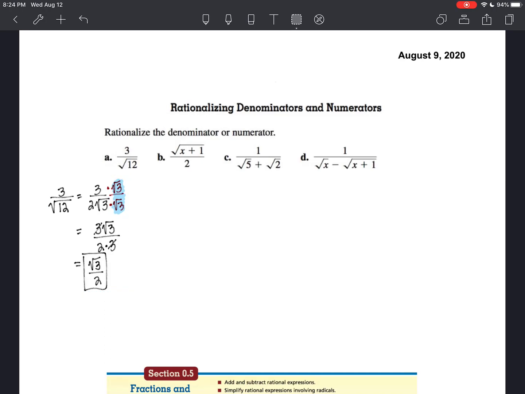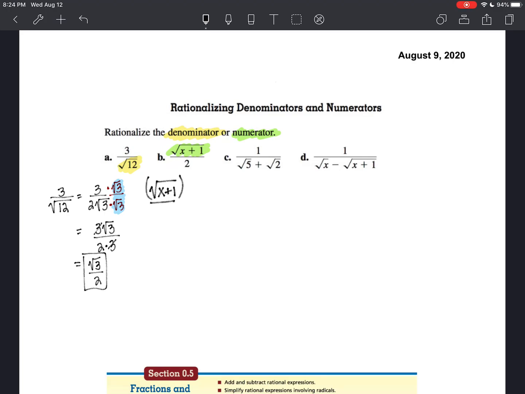Okay, we've got the square root of x plus 1 all over 2. So it says rationalize the denominator or the numerator. So in this first example, we wanted to rationalize the denominator because the denominator was irrational. In this next one, we're going to want to rationalize the numerator because it's the numerator that's irrational. This is a handy tool to have when we're working with calculus differentiation. So multiplying the numerator by the conjugate, not the conjugate, sorry, the conjugate's going to come up in the next one.